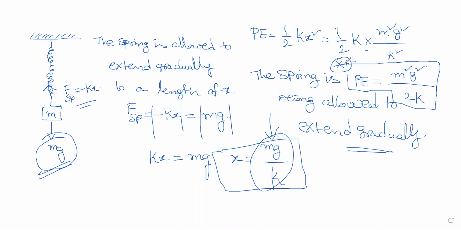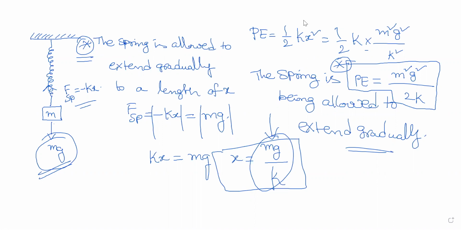Can I clear? Yes, sir. So this is another important formula. This is when the spring is allowed to extend gradually to the length of x. Earlier I told you if it is not allowed to extend gradually, then the kinetic energy will come into the picture. That's part of the work energy theorem.